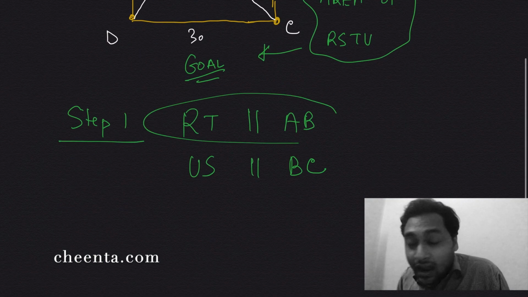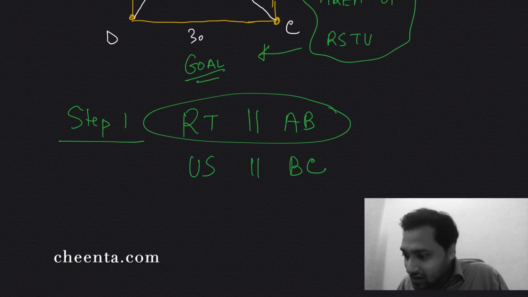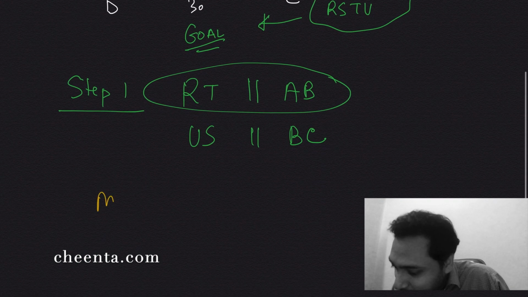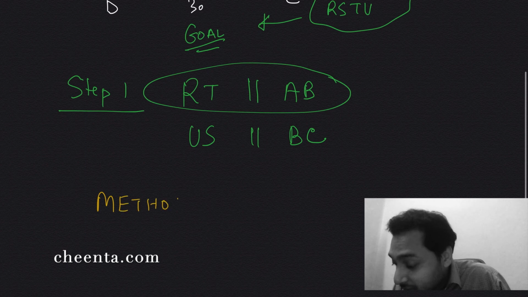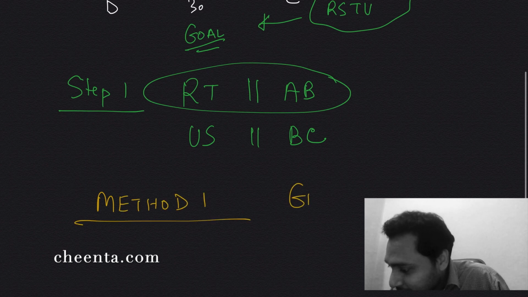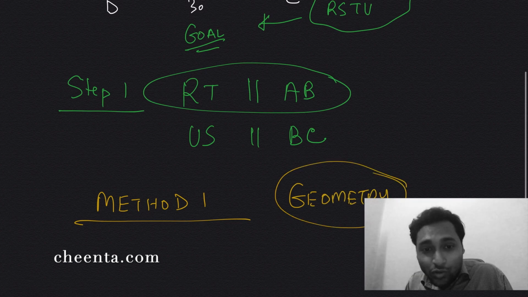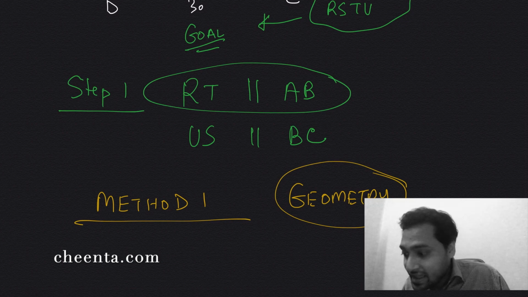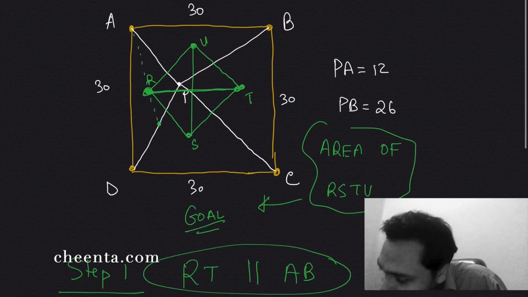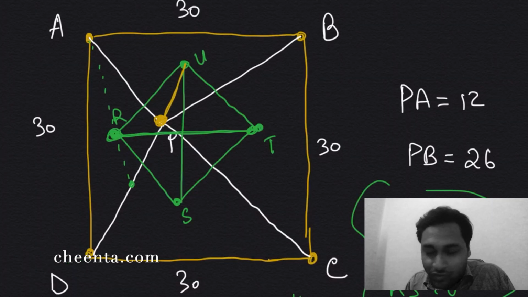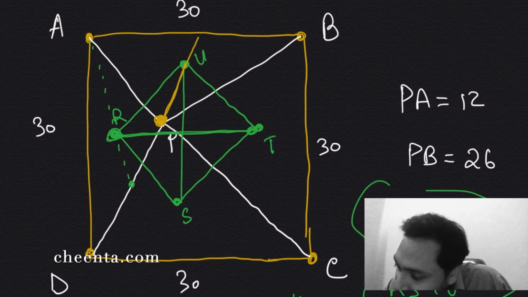Okay, so how do we show RT is parallel to AB? Now, it's very simple actually, but we will start with method 1, which is geometry. So I'll be using pure geometry to show that RT is parallel to AB. So how do you do that? Okay, so let's connect P with U, use the centroid and produce it to hit AB. Let's call this point X.